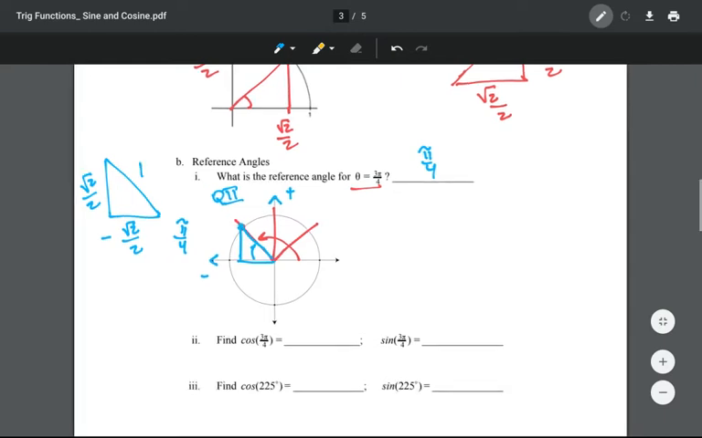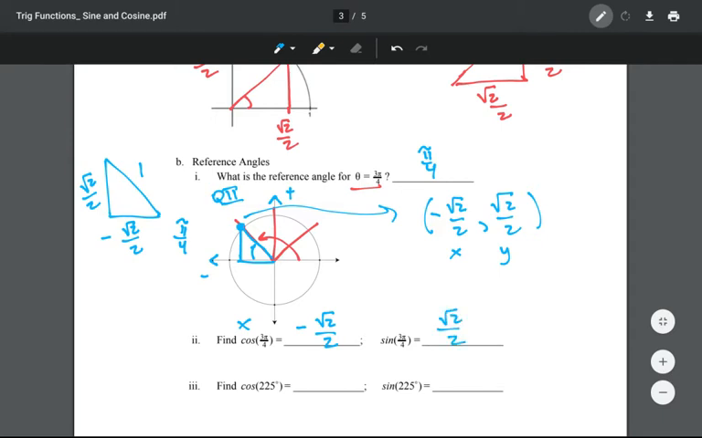I can label this point. Let me go ahead and move it over here. I have a negative x, negative radical 2 over 2, and a positive y, radical 2 over 2, x and y. I want cosine first. This is the x. This is going to be a negative radical 2 over 2. And then the y is going to be radical 2 over 2.